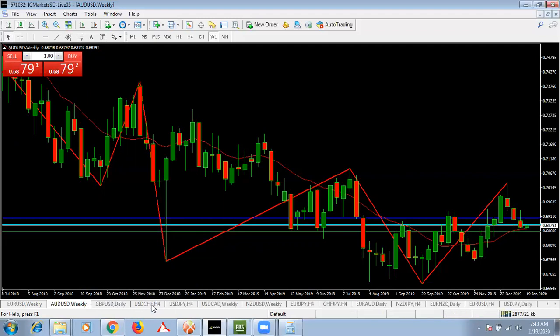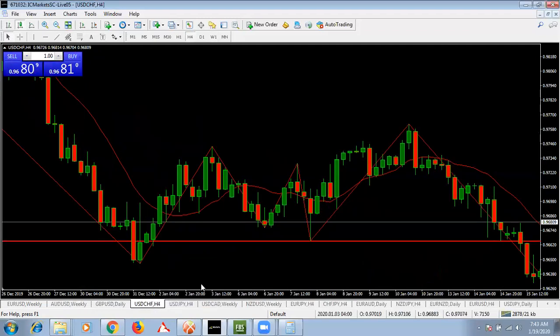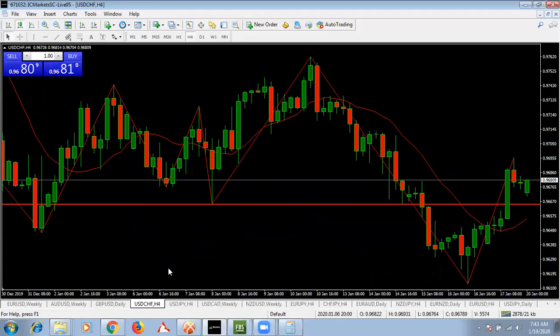Now let's look at USD CHF. USD CHF and Euro USD have negative correlation. It means that both pairs move in opposite direction. If Euro USD is bullish, then USD CHF is bearish. Like I said, 80% of the time, these pairs move in opposite direction.